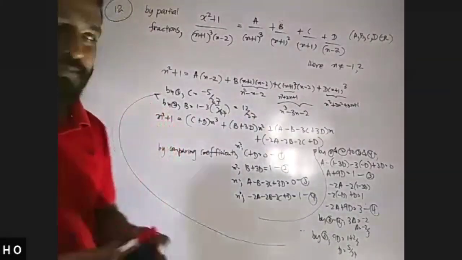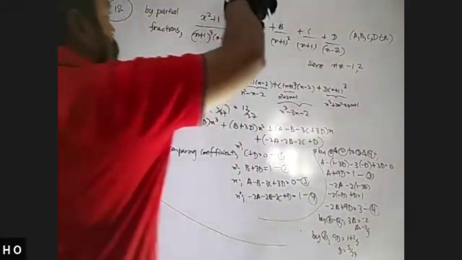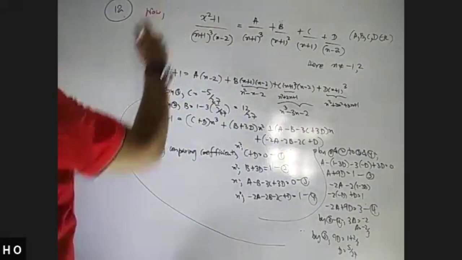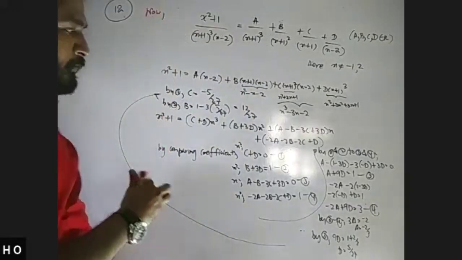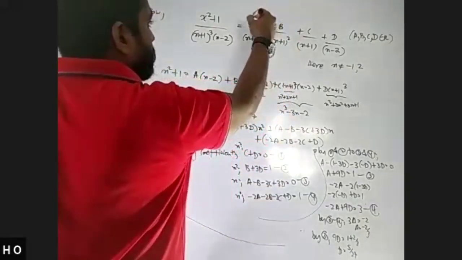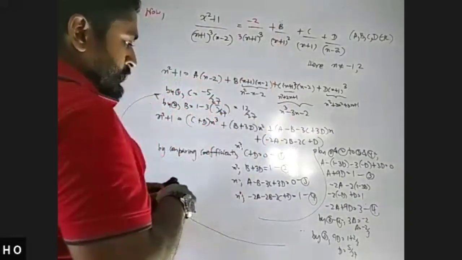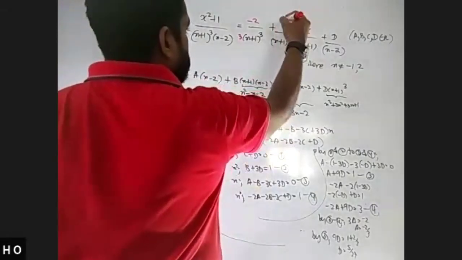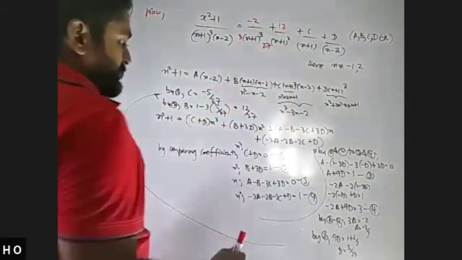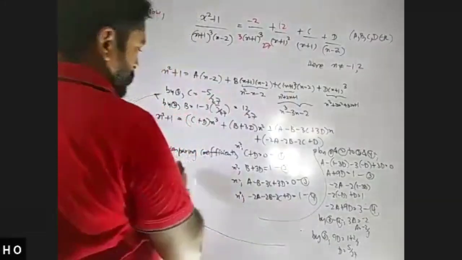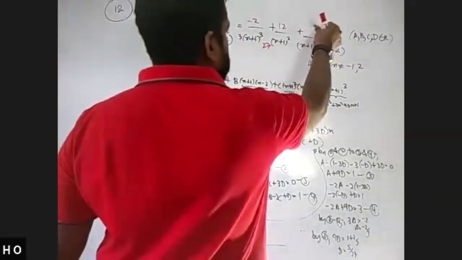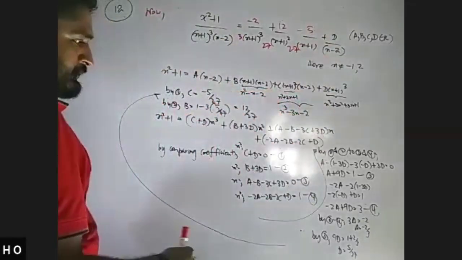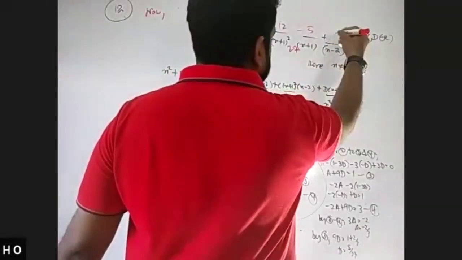I'm going to erase here. So after everything now, A we found, A is minus 2 over 3. B we found as 12 over 27. C as minus 5 over 27. D as 5 over 27.